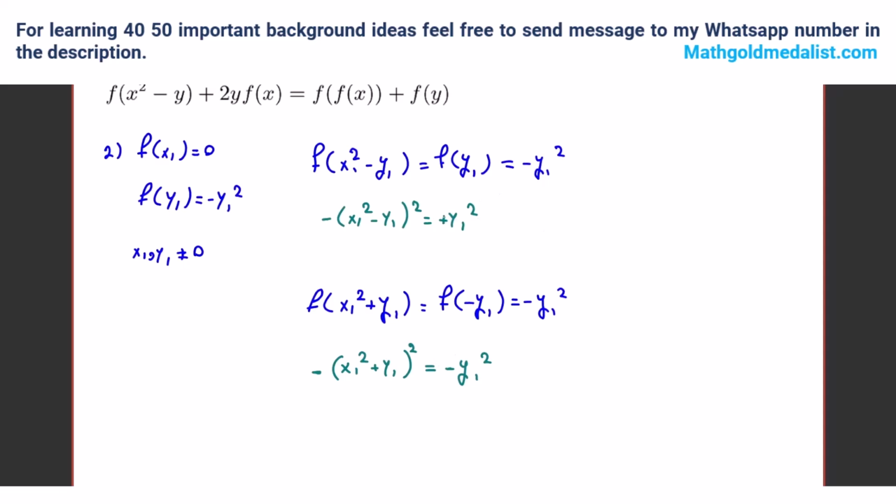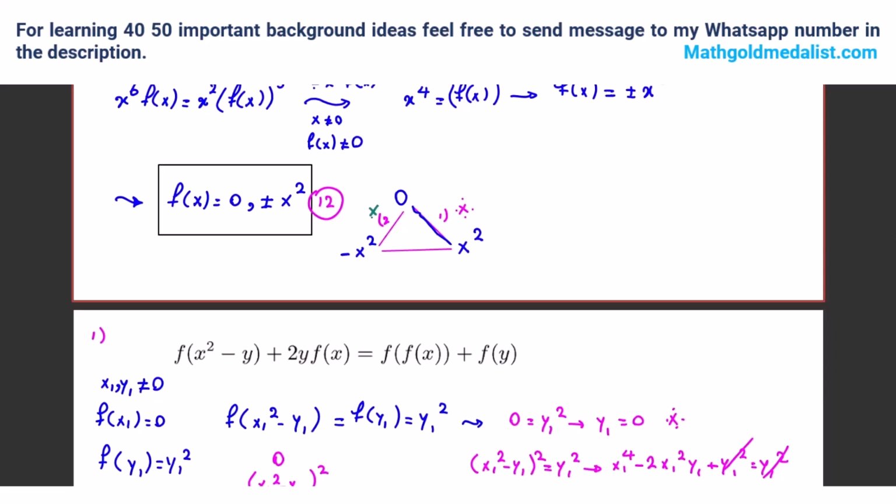Now from this part, we can cancel negative 1 from both sides. Here we can cancel y1 squared from both sides: x1 to the 4 plus 2x1 squared y1 is 0. And from here, x1 to the 4 minus 2x1 squared y1 is 0. Then if we subtract this minus this, or we can add, 2x1 to the 4 is 0, so because x1 is a real number, x1 is 0, that's a contradiction. Okay, so we reach a contradiction for the second case.